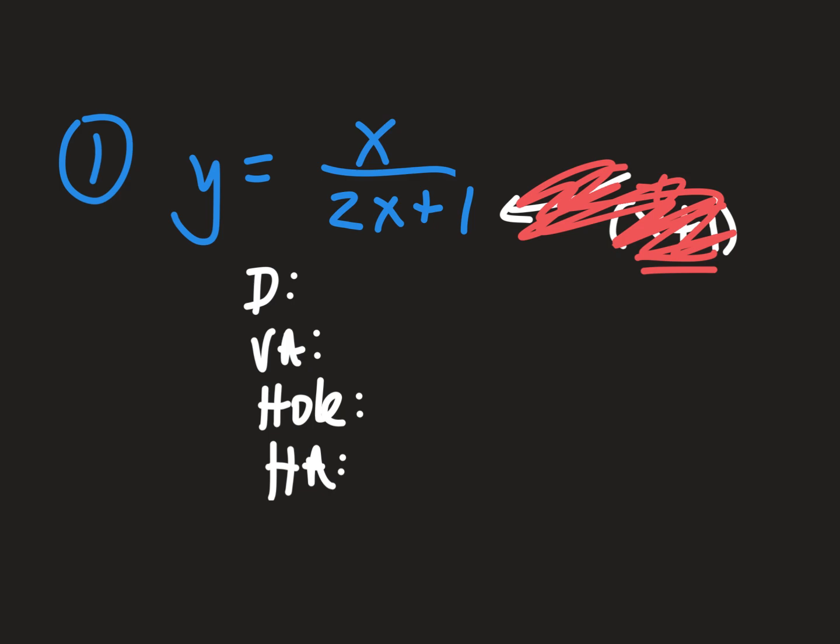All right, so the domain of this thing is all real numbers work except whatever would make the bottom 0, the denominator. What would make the denominator 0? If x was negative 1/2. So I gotta say that x cannot be negative 1/2. Raise your hand if you figured that out.